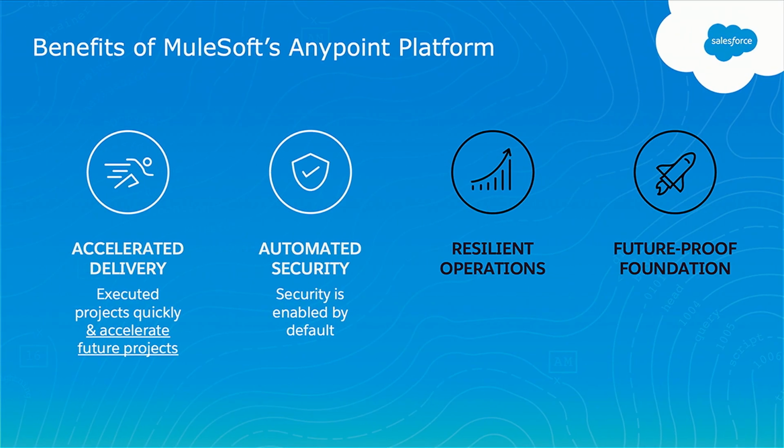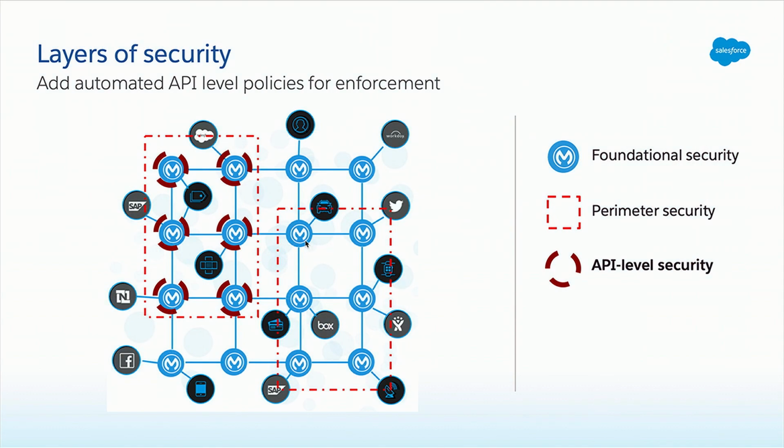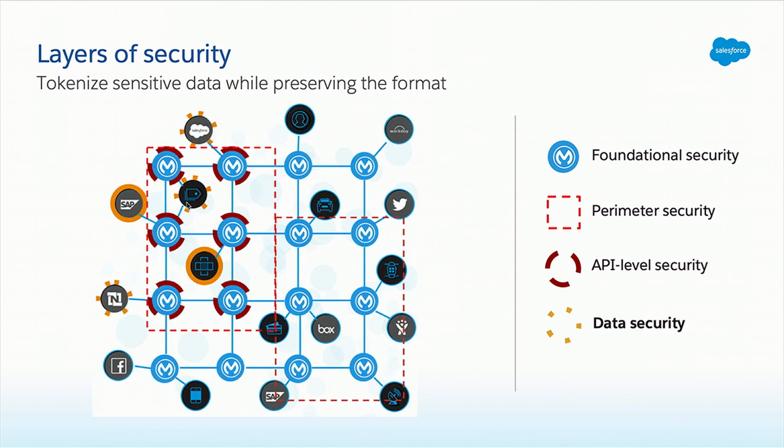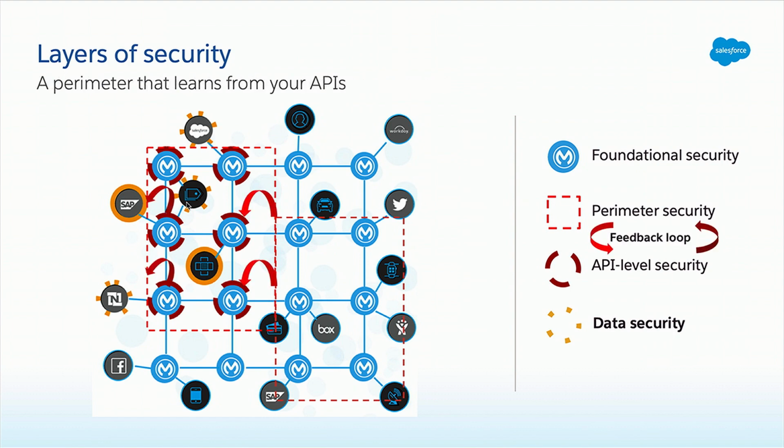So going back to our slides, to recap what we just saw: we added the API level security using the automated policy. So we added the client ID enforcement. We added data security to it. So we added the tokenization policy to the API, which made sure that whenever sensitive information is there, we can tokenize it into the format that is compliant. And then we saw the feedback loop.